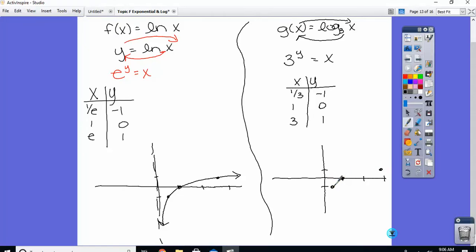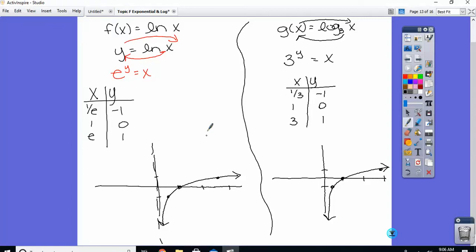These graphs look very similar. They always have that vertical asymptote. And then of course you could do transformations on these just like we did with the exponentials. You can move these left and right, up and down.